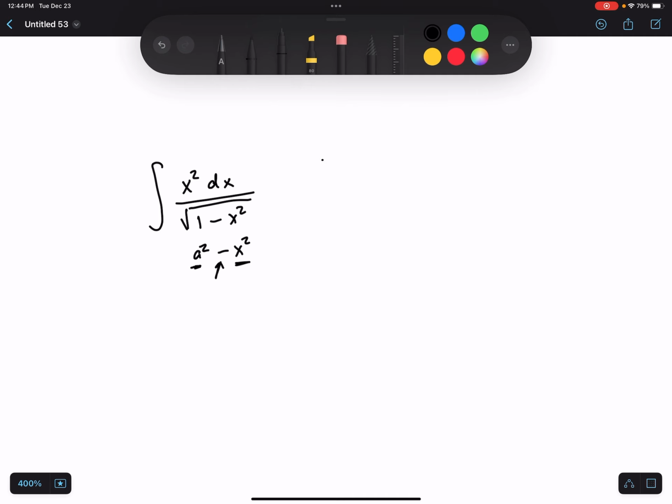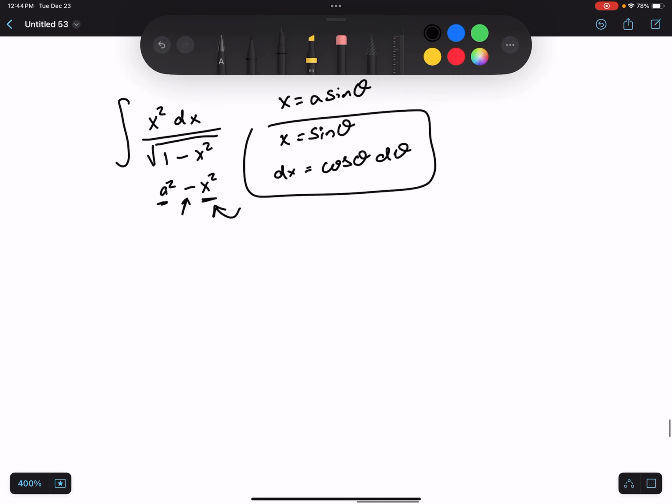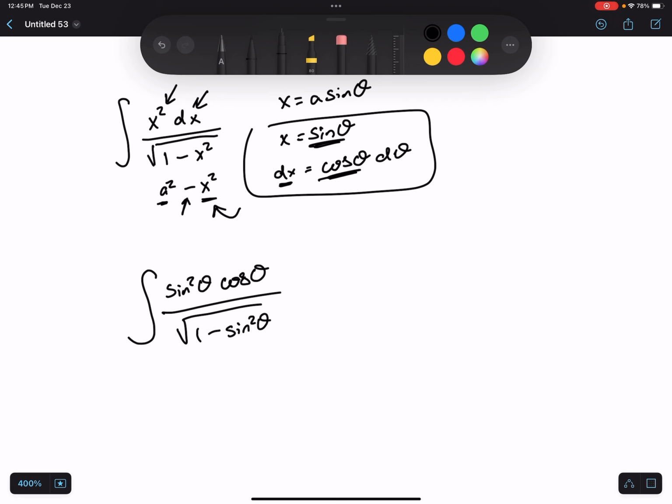And so what we have is x equals a sine theta, and in this case a is the square root of 1, which is just 1, so we can say x equals sine theta, and the derivative of x is simply cosine theta d theta. We can use this information to fill out our integrand, so we can rewrite this as the integral of sine squared theta cosine theta, pulling this sine and squaring it there, and then pulling the cosine from dx and replacing it here, over the square root of 1 minus sine squared theta d theta.